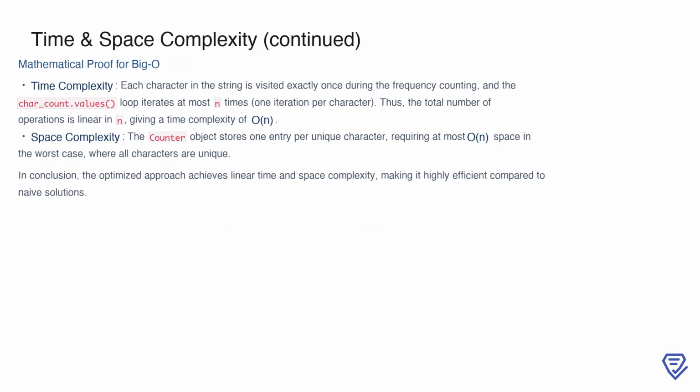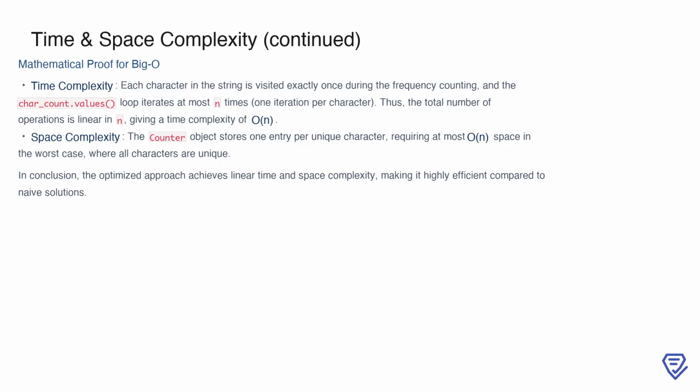Finally, let's solidify the time and space complexity analysis with a mathematical perspective. For time complexity, we observe that each character in the string is processed exactly once during the frequency counting step, and the subsequent iteration over char_count.values performs at most n operations. This gives us a total of O(n) operations, confirming the linear time complexity. As for space complexity, the Counter object is the primary factor, storing one entry for each unique character. In the worst-case scenario, where all characters are unique, this requires O(n) space. The auxiliary variables, like the integer used for counting odd frequencies, add only constant space, or O(1).